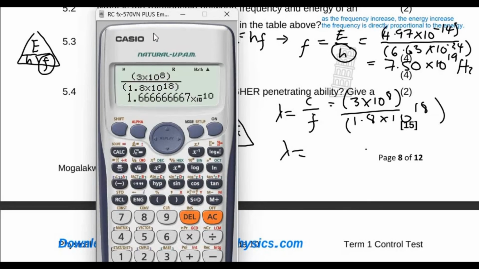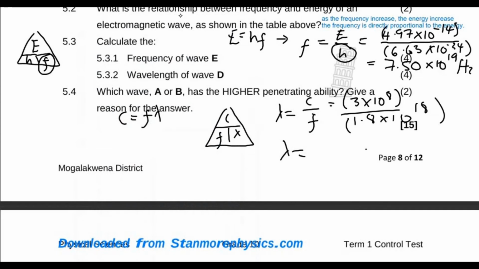And how much is that? That is 1.6. Is it 1.66? So it's going to be 1.67. So 1.67, two decimal places, multiplied by 10 raised to the power of minus 10. Yes, it's minus 10. And it's in meters.